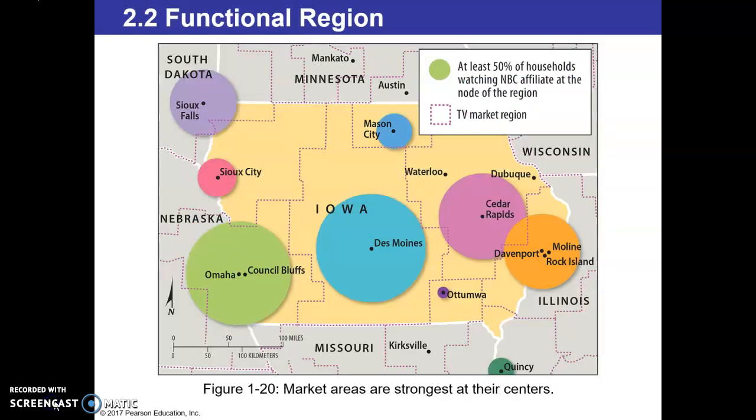Now let's spend some time talking about a functional region. Functional region can also be called a nodal region. What that means is there's some kind of activity that will be located at the node or the central part of that region in which the people who reside in that region utilize that function.